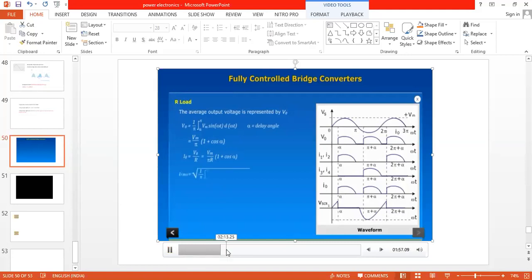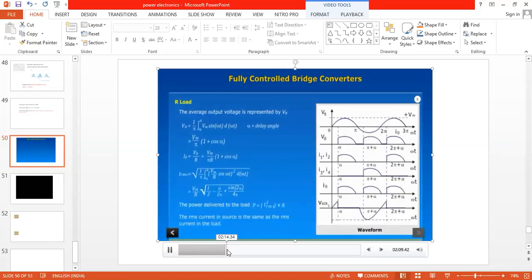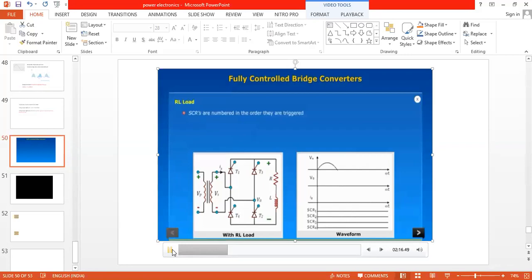Now we go for the RL load. The derivations are not required. So let us check the RL load. Everybody knows the circuit: fully controlled converter, 4 SCRs we have taken. Already I mentioned the best way to represent it is the inductor followed by the resistor, with respect to the textbook. Now what are the graphs we are supposed to concentrate on for the fully controlled rectifier with the inductor load? We have the AC supply input.